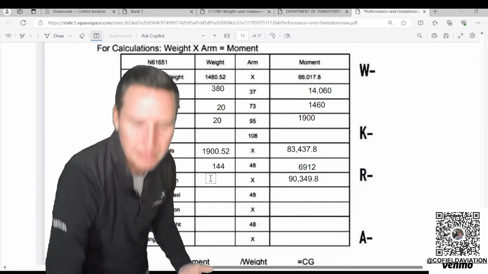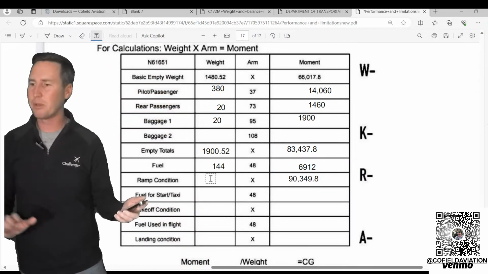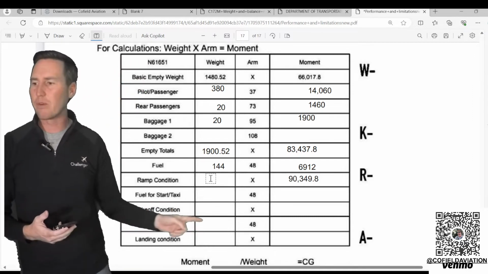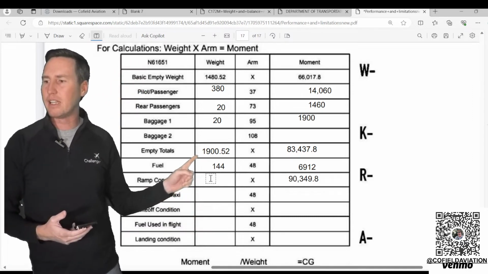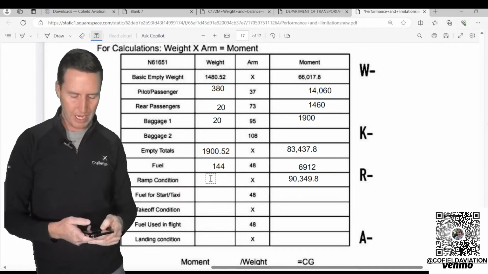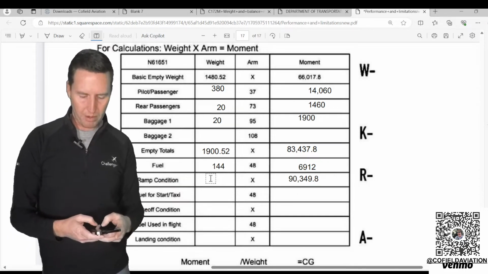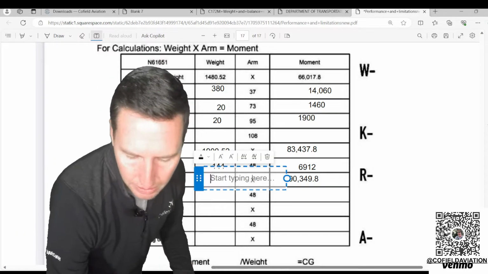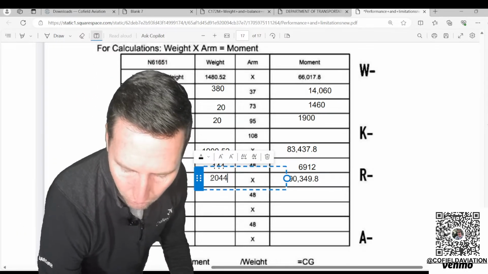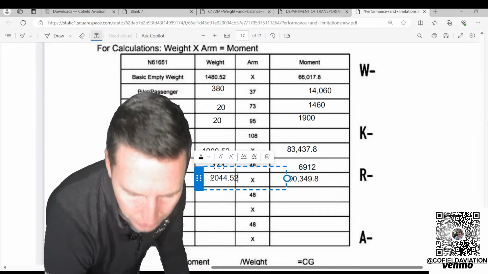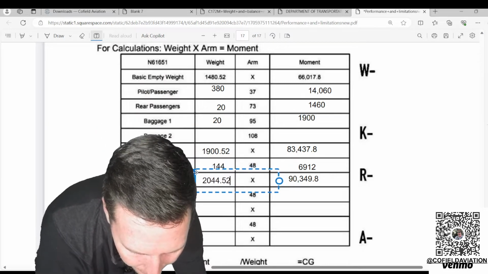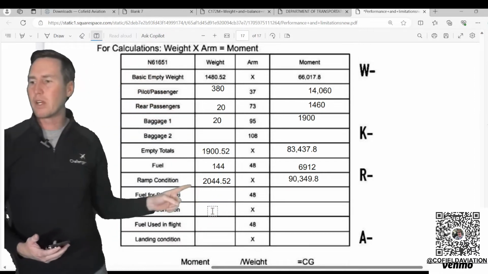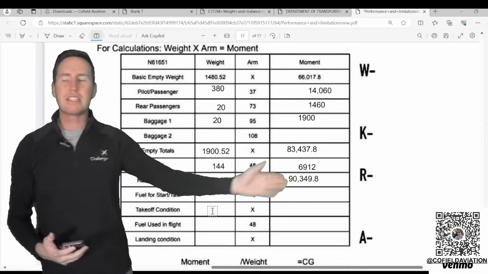90,349.8. Okay. All right. Hang in there with me. Once you do this a lot, it'll just go really quick. Now, ramp condition, we're going to add the empty totals plus the fuel. So we're going to have 1900.52 plus 144 equals 2044.52. Okay. Let me move that there. Perfect. All right, so this is our ramp weight. This is before we exit off the ramp.